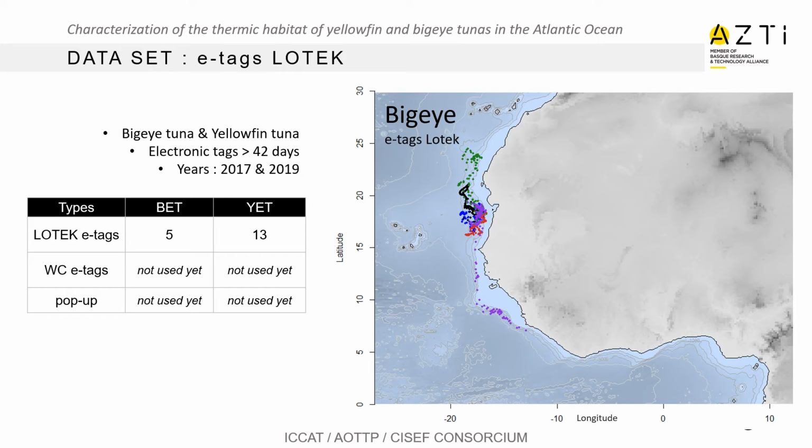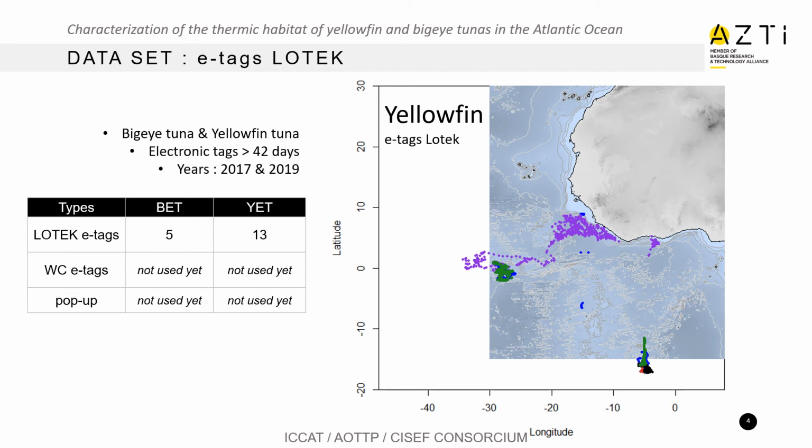So you can see on the map here the positions for the 5 bigeye tunas that we consider, and we can observe that the distribution is along the coast of Mauritania and Senegal above all, and one of them is more to the south. And we have the same for yellowfin. And we can observe that the yellowfin distribution is more offshore than for bigeye tuna and more to the south.